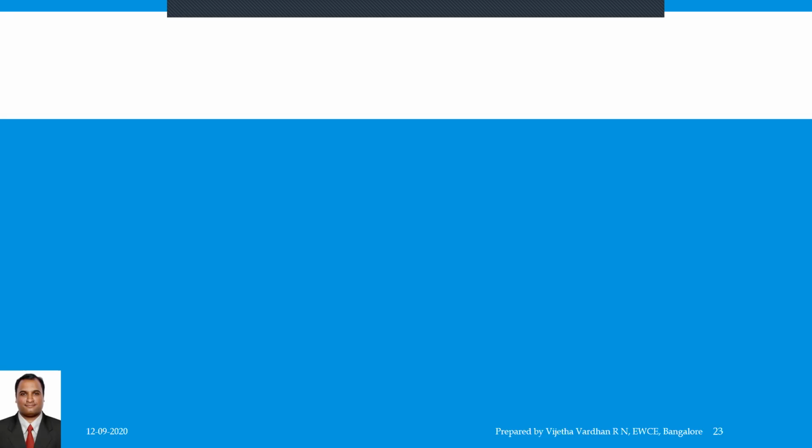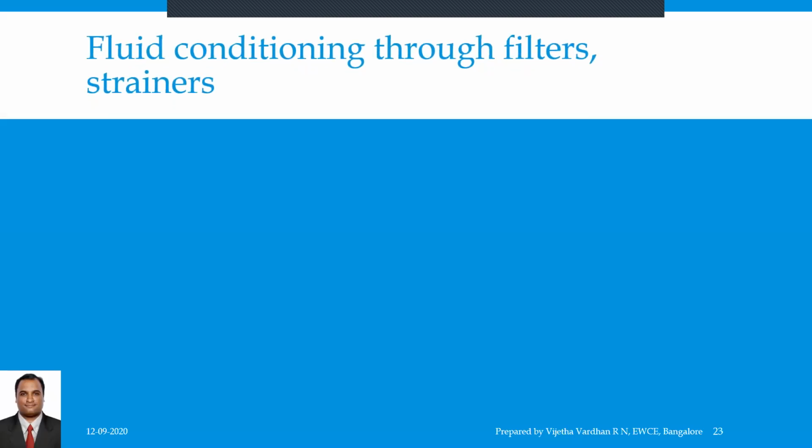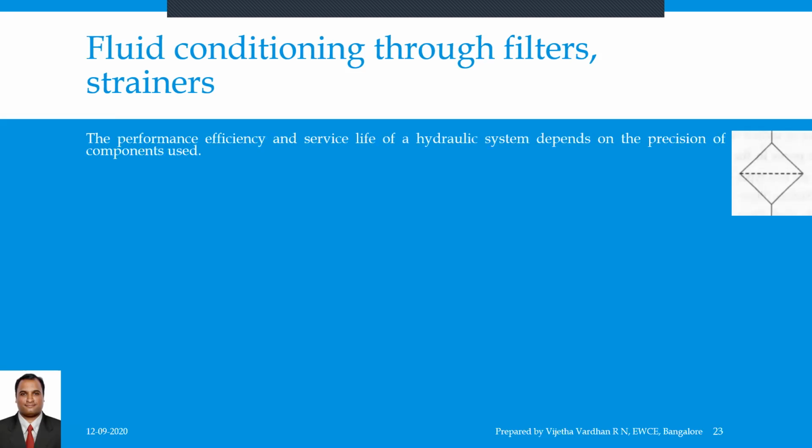Now let's start session number 7, with respect to filters and strainers. The graphical representation is as shown in the figure over here, which is called a filter. The performance efficiency and service life of the hydraulic system depends on the precision of the components used. It is not sufficient that the components are of high precision and accuracy; the same precision and accuracy should be maintained throughout the service period of the hydraulic components.